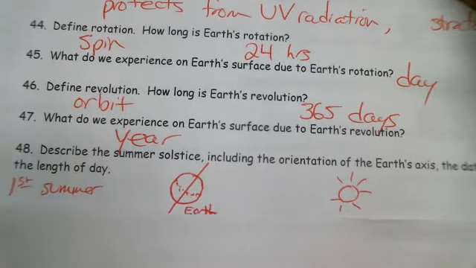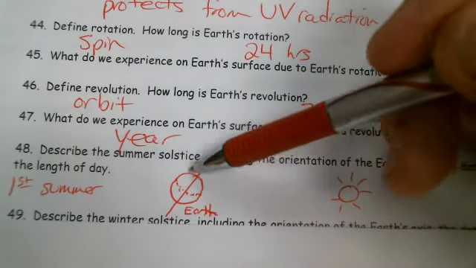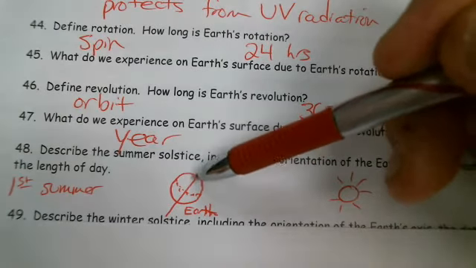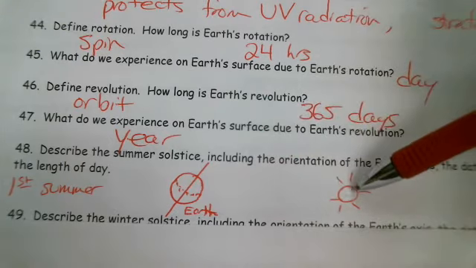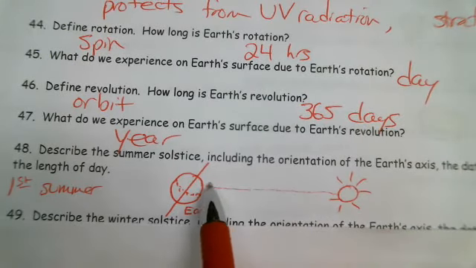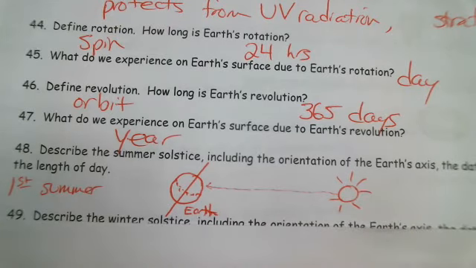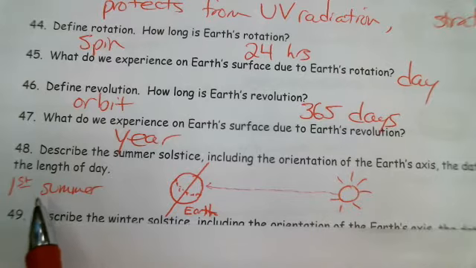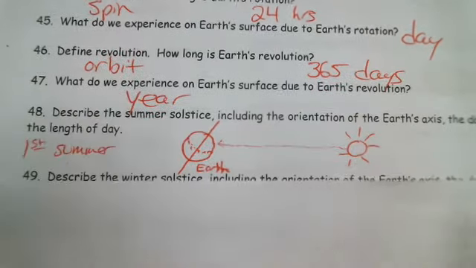Number 48, the summer solstice is when the northern hemisphere of the Earth is tilted towards the sun. That way, as the sunlight comes and shines on the northern hemisphere, it's fairly direct. And so we have warmer weather at that time. And the exact summer solstice day is the first day of summer.